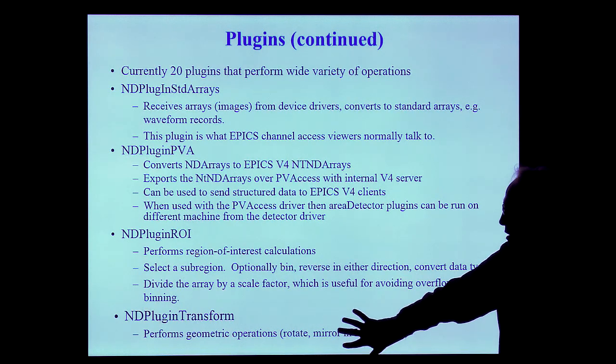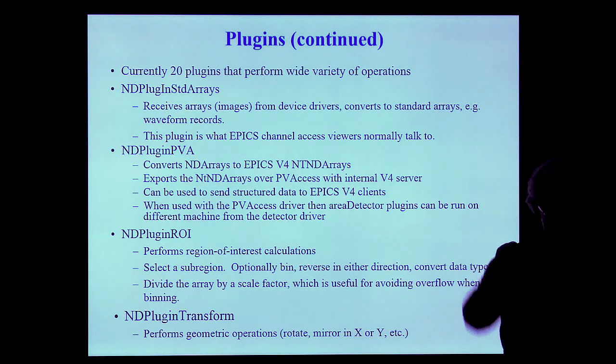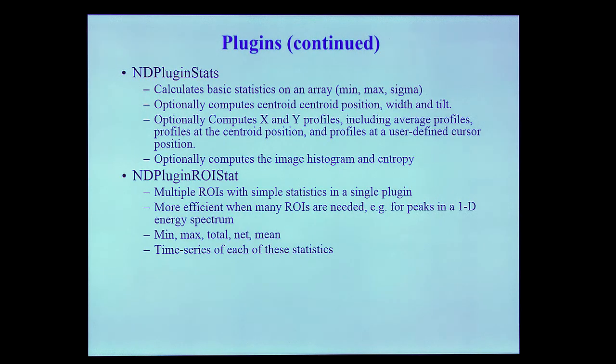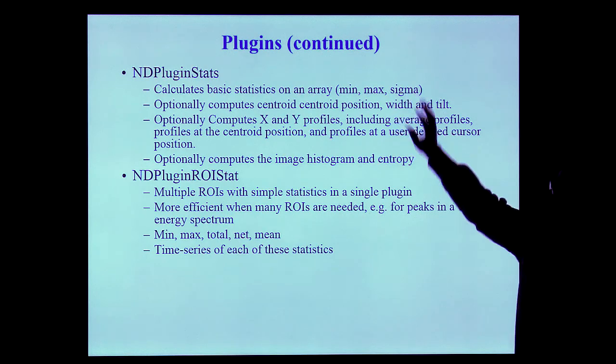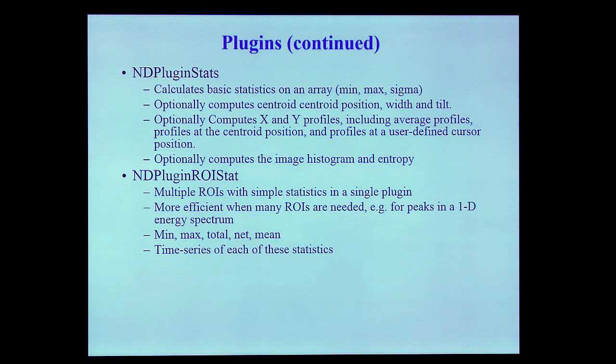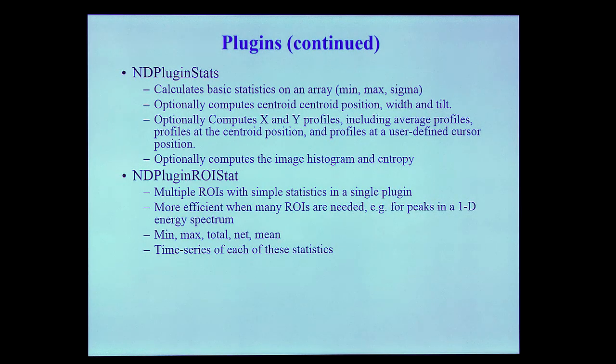The transform plugin does what you were asking about, rotate or flip an image, 8 different operations. The statistics plugin computes whole bunches of different kinds of statistics: basic statistics, centroid statistics, profiles through the image in the X and Y directions, and a histogram of the image. And each of those can be turned on and off separately.